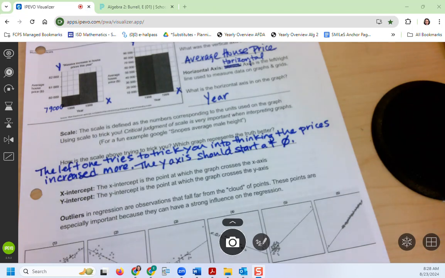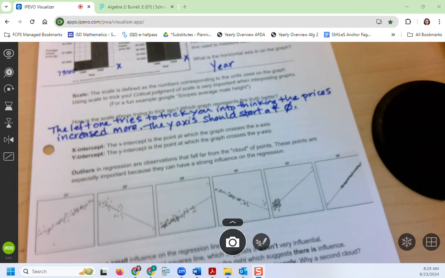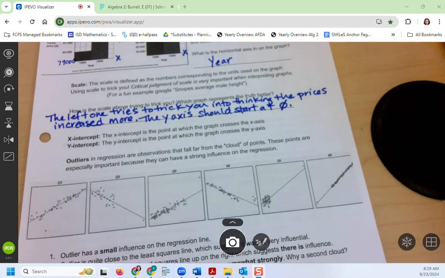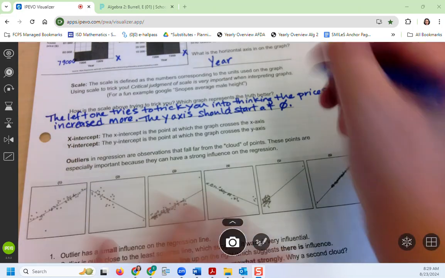All right, we have some vocabulary, and we're going to try to make connections between the vocabulary and the graphs below, okay? So we have x-intercept, y-intercept, and outliers. Actually, I don't have any axes on those graphs, so I can't make any connections there. I'll have to draw a new graph so that I can make connections.